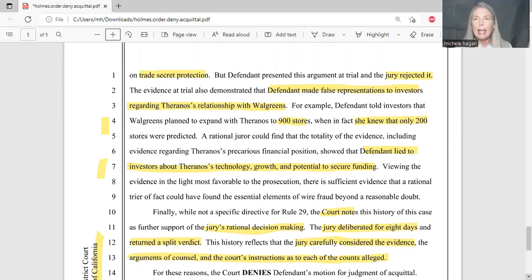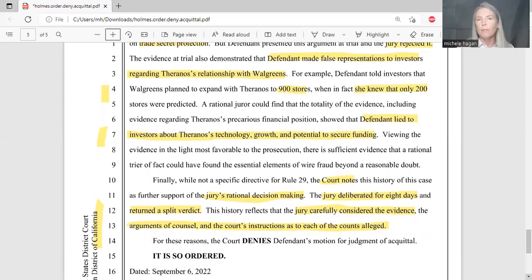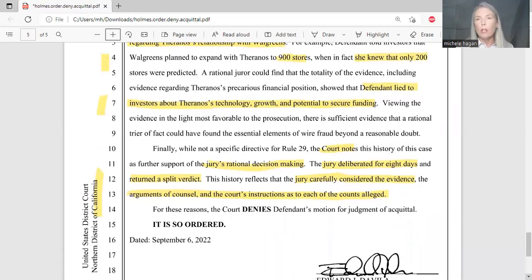Okay, what does this say about the judge's viewpoint of this evidence? And this is the person who's going to decide what her sentence is going to be. And then I thought it was very interesting, this last paragraph. The court notes, in further support of the jury's rational decision making, the jury deliberated for 8 days and returned a split verdict. This history reflects the jury carefully considered the evidence, the arguments of counsel, and the court's instruction as to each of the counts alleged. For these reasons, the court, the judge, denies defendant's motion for acquittal.